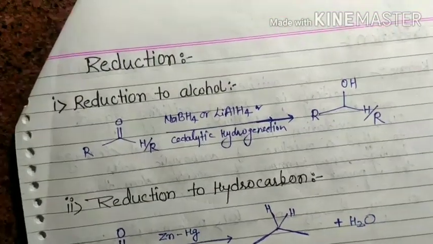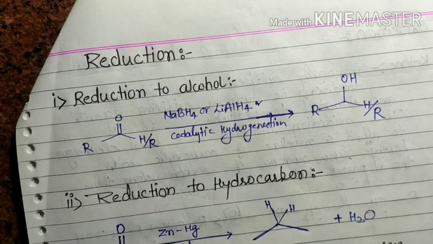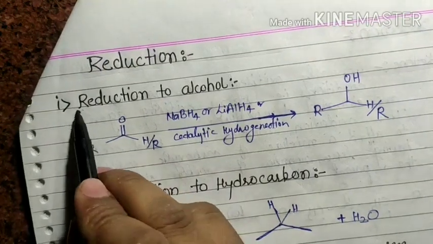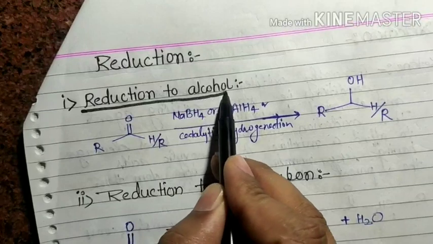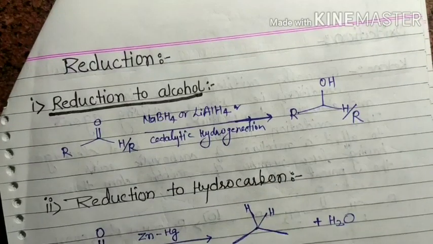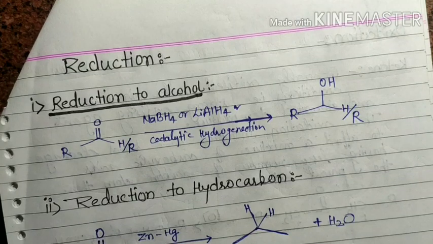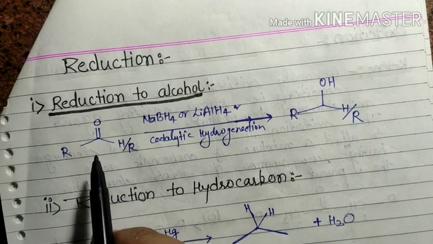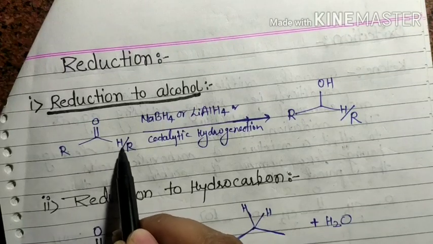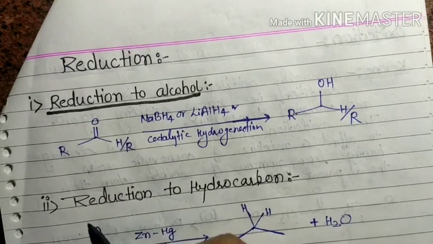First point, reduction. In this reduction, the first statement is reduction to alcohol. That means aldehyde and ketone are reduced to alcohol. You read this point in the preparation of alcohol also, that aldehyde and ketone are reduced to their corresponding alcohol, as aldehyde gives 1 degree alcohol and ketone gives 2 degree alcohol. So this is R, C double bond O, H for aldehyde and R for ketone.